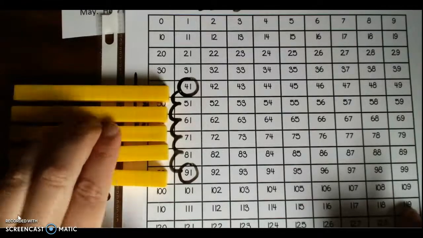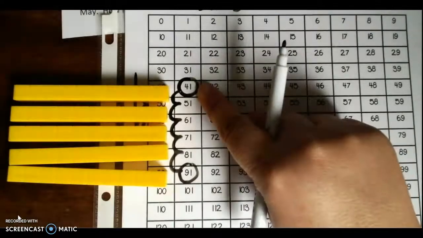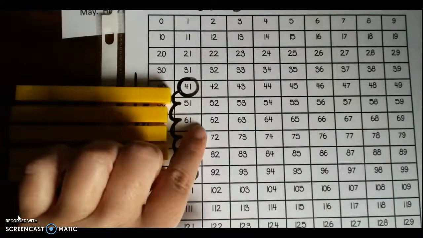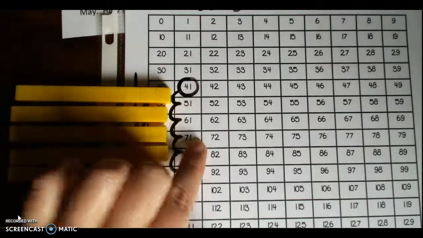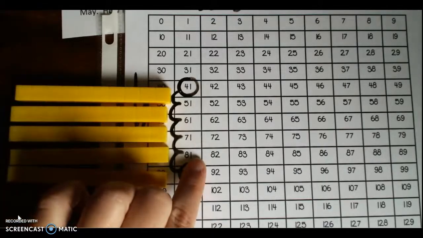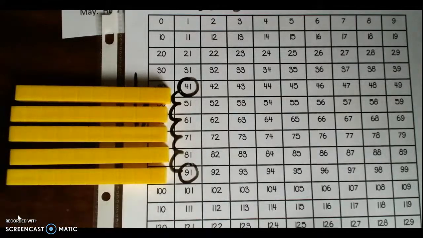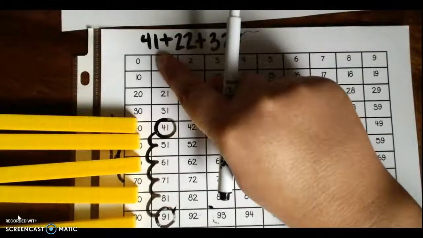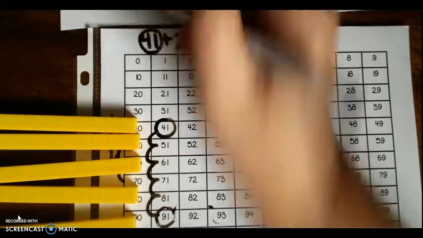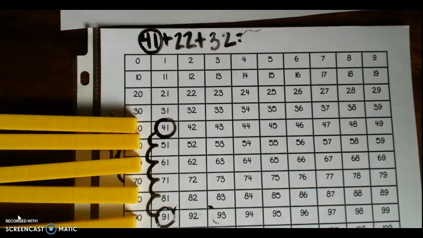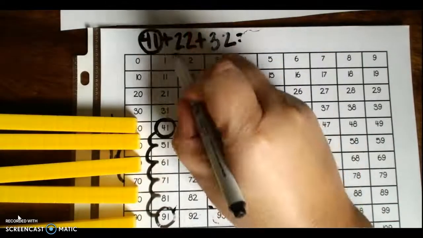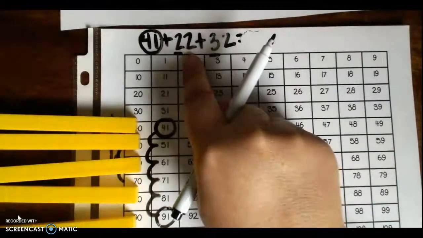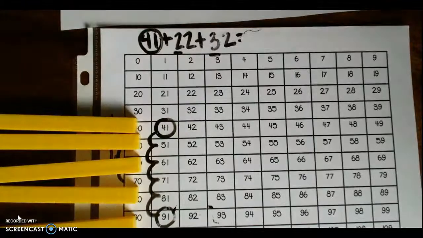So I added my 5 tens. 41 plus 10 more is 51, plus 10 more is 61, plus 10 more is 71, plus 10 more is 81, plus 10 more is 91. Okay, now I have to remember that I started at 41. And now I need to add my ones. I've already added my tens. Now I need to add my ones. I'm adding 2 plus 2 more, and I know that's the doubles, which is 4.